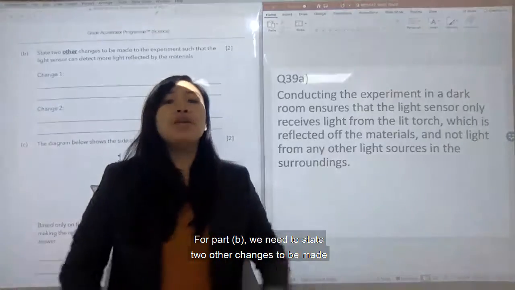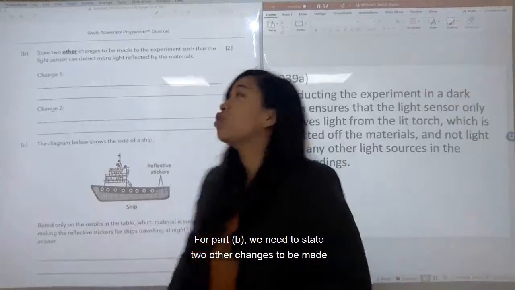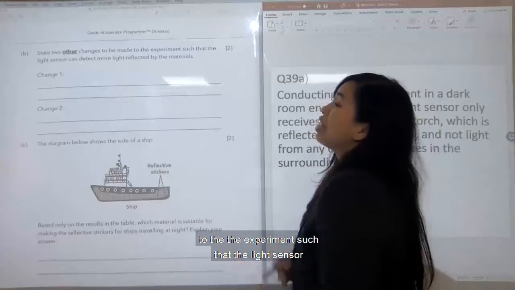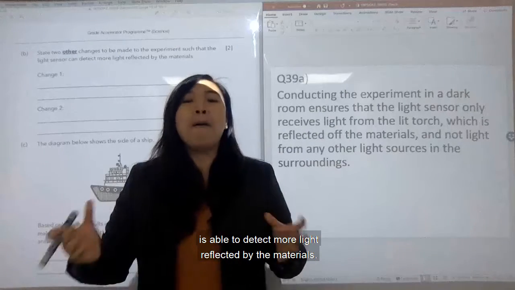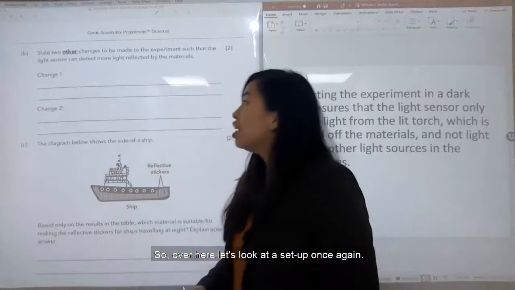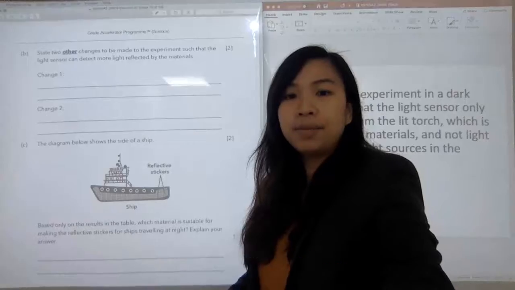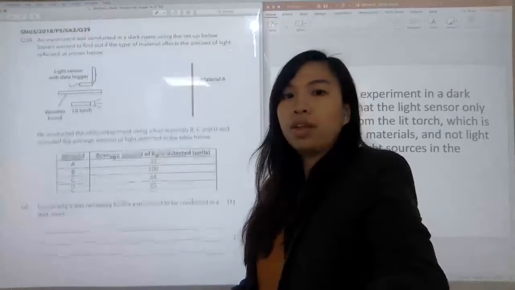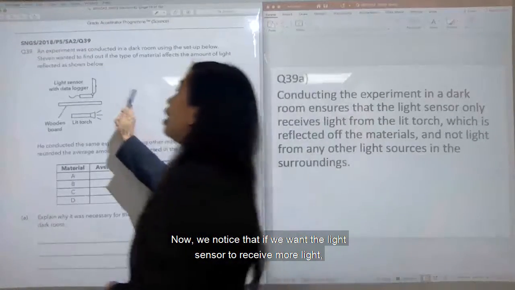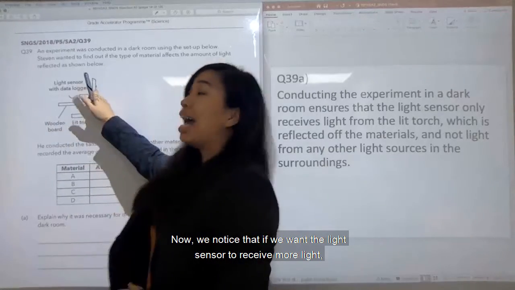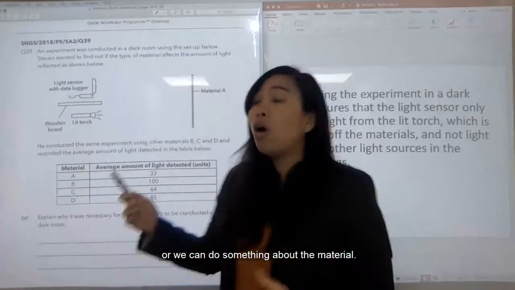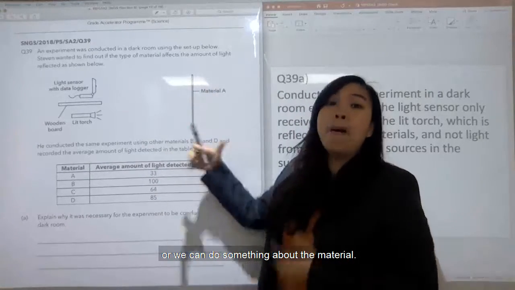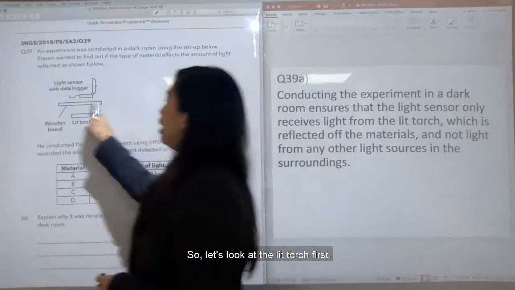For part B, we need to state two other changes to be made to the experiment such that the light sensor is able to detect more light reflected by the materials. So over here, let's look at the setup once again. Now we notice that if we want the light sensor to receive more light, this means that we can either change something about the lit torch or we can do something about the material. So let's look at the lit torch first.